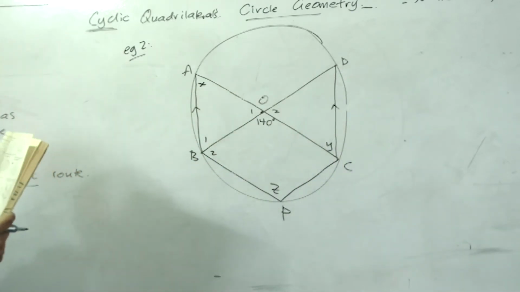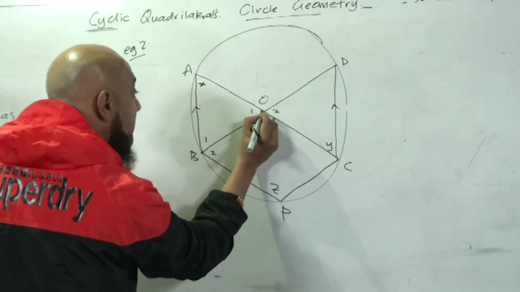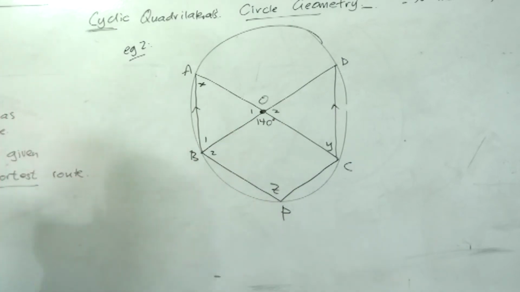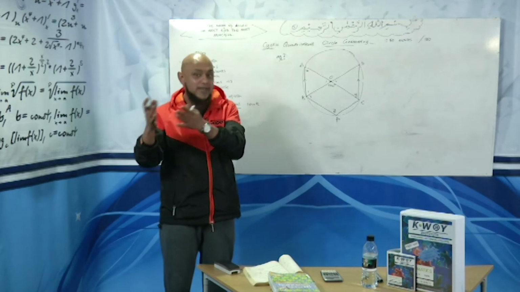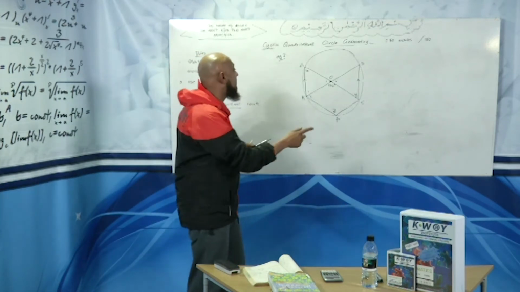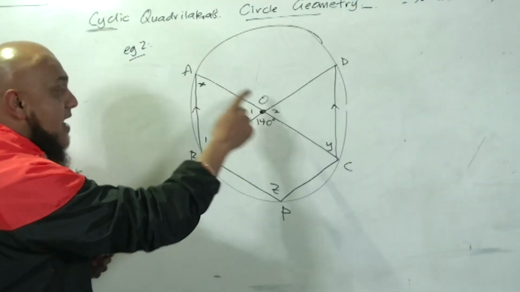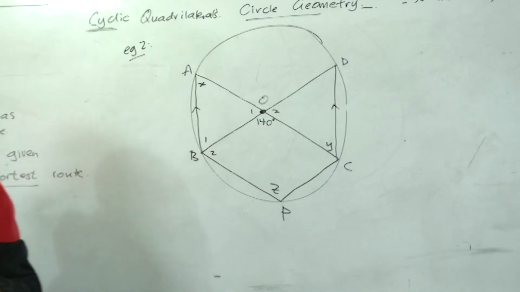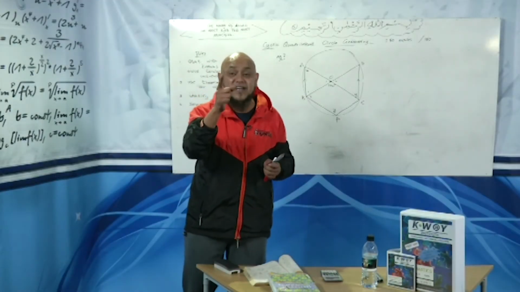They say AC and BD are diameters. Why do they tell you that AC and BD are diameters? Because they want you to use your theorems of diameters, number one. And another reason is that it implies that O has got to be the center of the circle, because a diameter is a line which runs through the center of the circle.